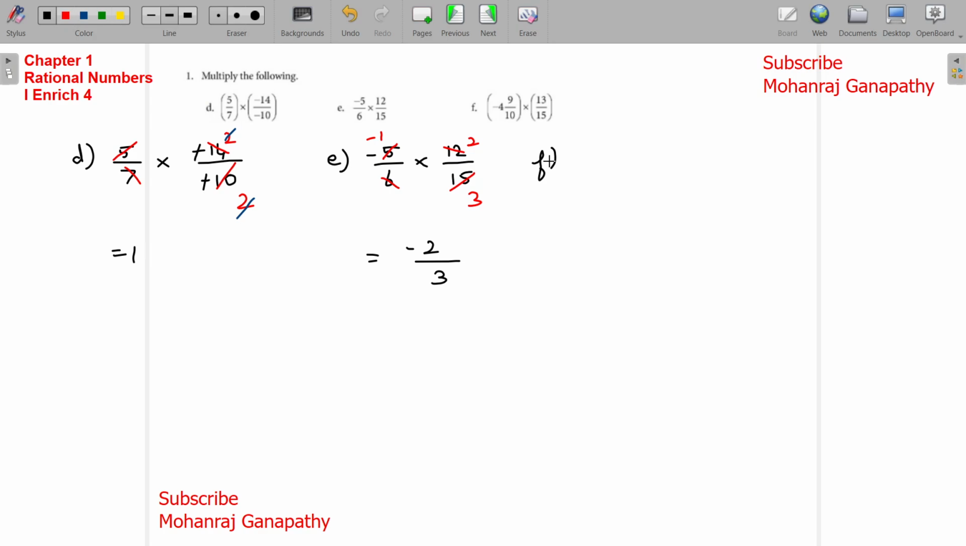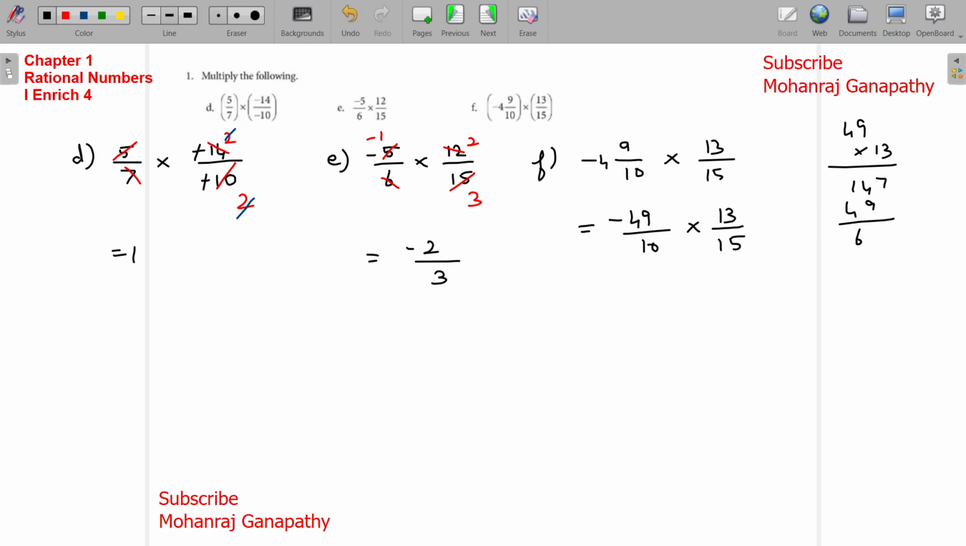F. Minus 4 9 by 10 into 13 by 15. Minus 4 into 10 is 40. 40 plus 9, 49. Minus 49 by 10 into 13 by 15. Nothing can be cancelled, so directly multiply 49 by 13. The answer is minus 637 divided by 150.